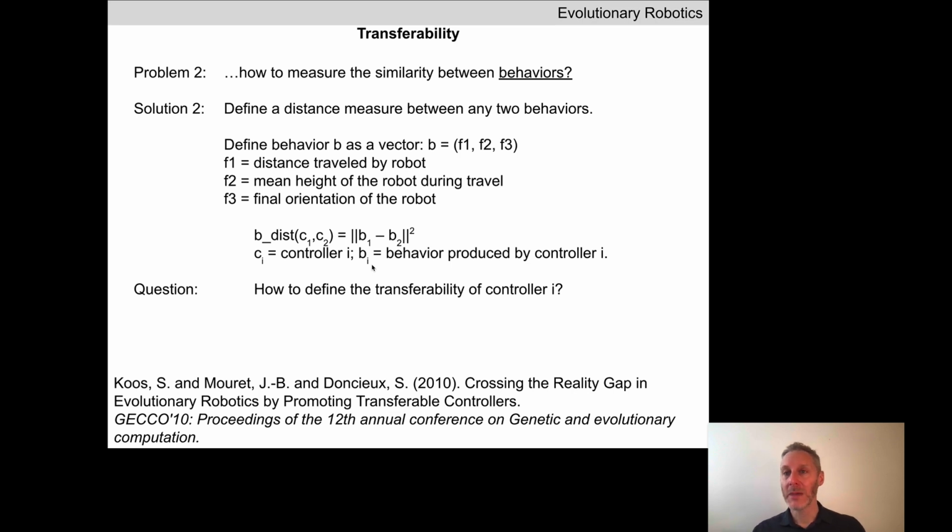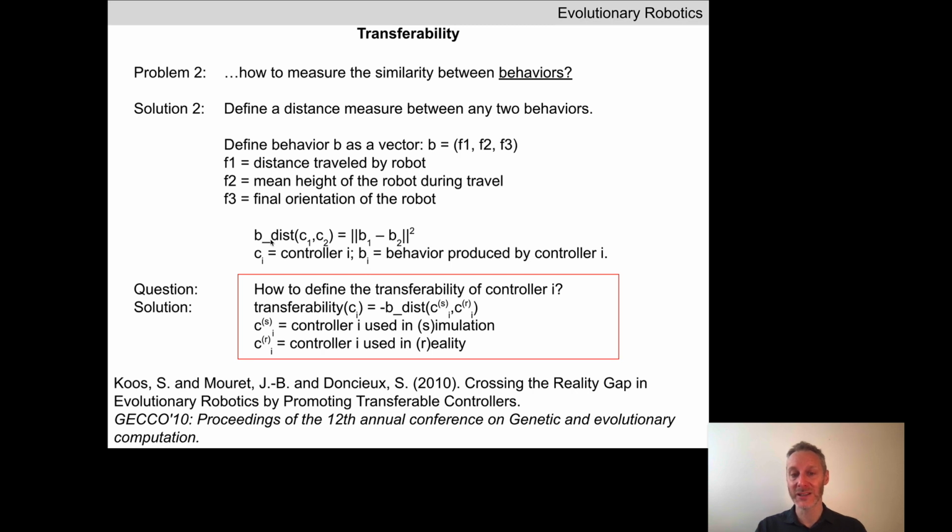Okay, so now we have a way to measure similarity, but how do we define transferability of a controller that we have transferred to reality? We can now use our behavioral distance function and define the transferability of the ith controller as the negative of the distance between the behavior produced in simulation and the behavior produced in reality by that ith controller.